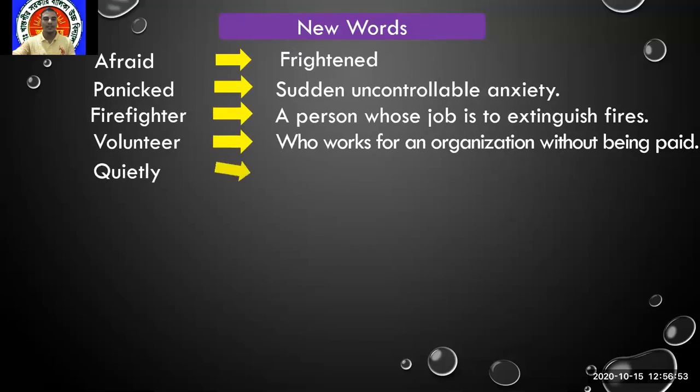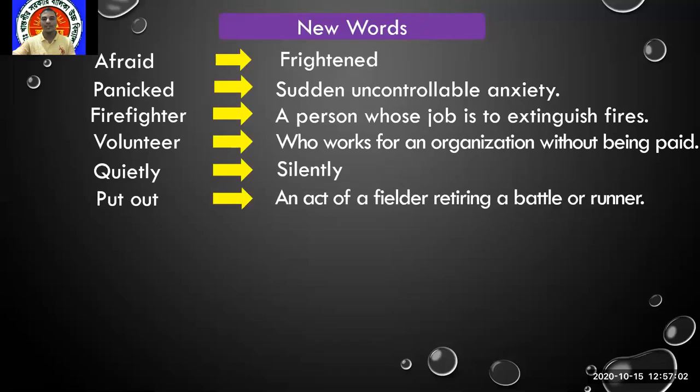Quietly means silently. Put out means an act of a fielder retiring a batter or runner. These are some important words from the lesson. Now, I hope you can easily match the words from the alternatives. Full time means full of time. Now open your book, page number 34, and read the passage.